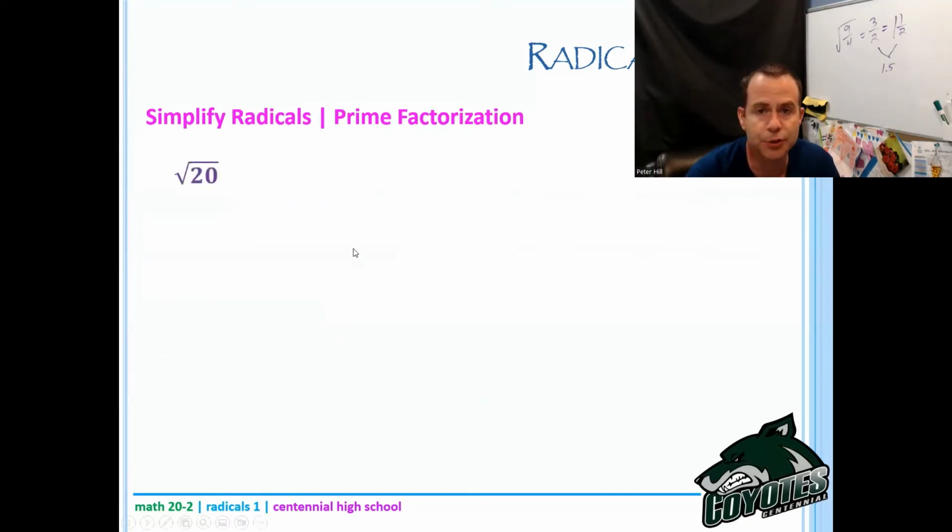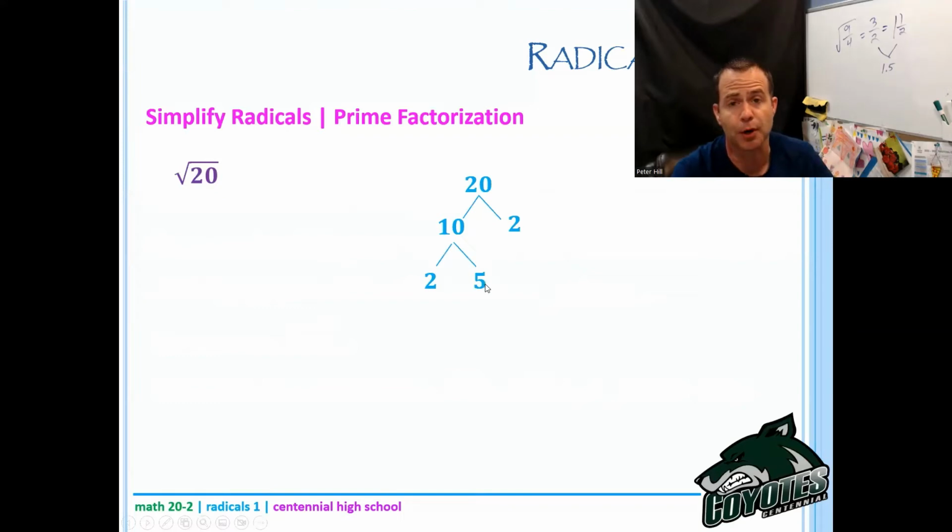So if I showed you root 20, what we want to do is break root 20 down into its prime factors. So I could go 2 times 10 or 4 times 5, doesn't matter. The 2 is prime, so I can just leave him there. Then I could go 10 is 5 times 2, and then those are both prime. So what I'm going to do there is I've got 2 times 2 times 5. So I'm going to rewrite root 20 as root 2 times 2 times 5.